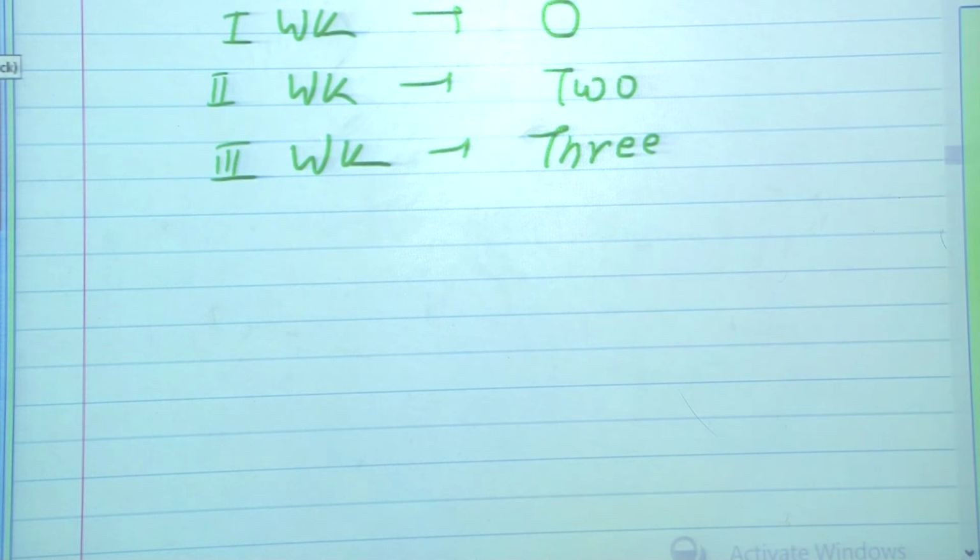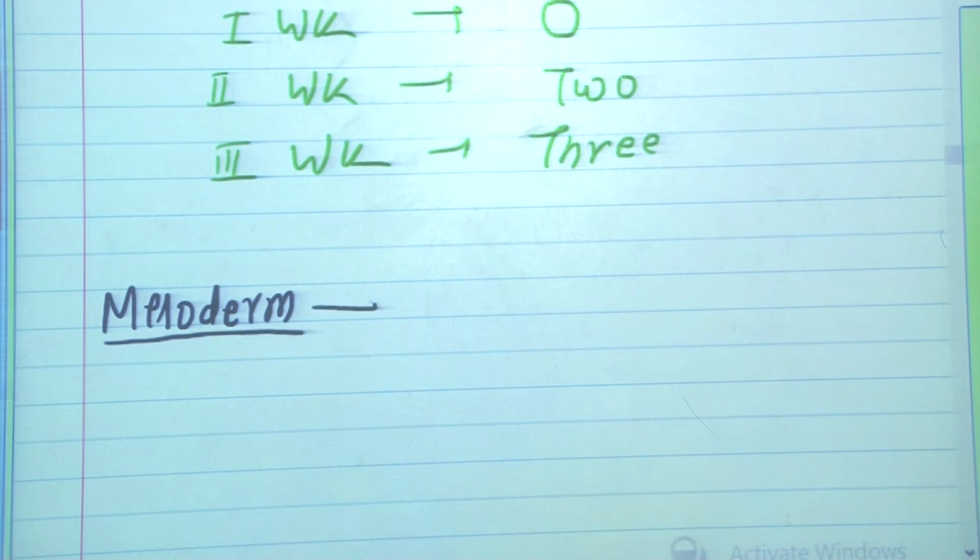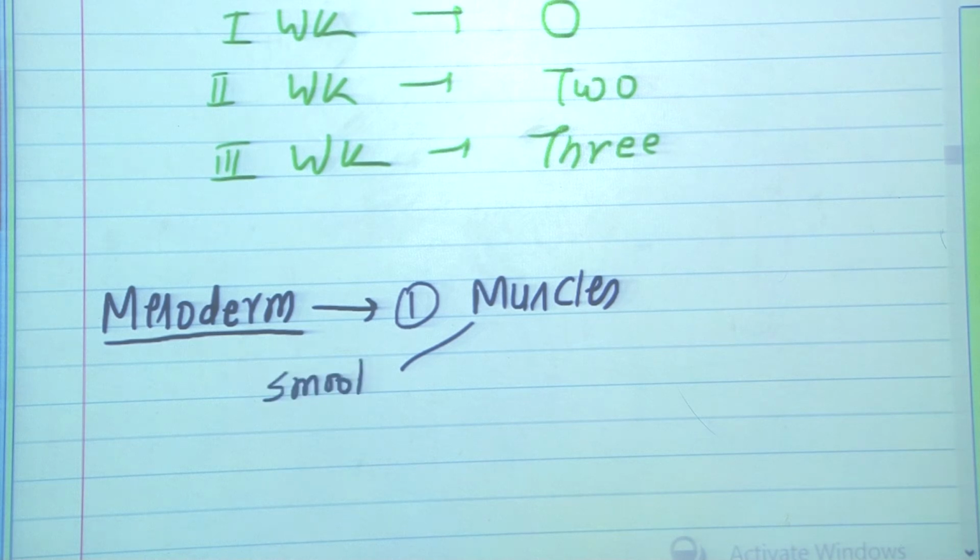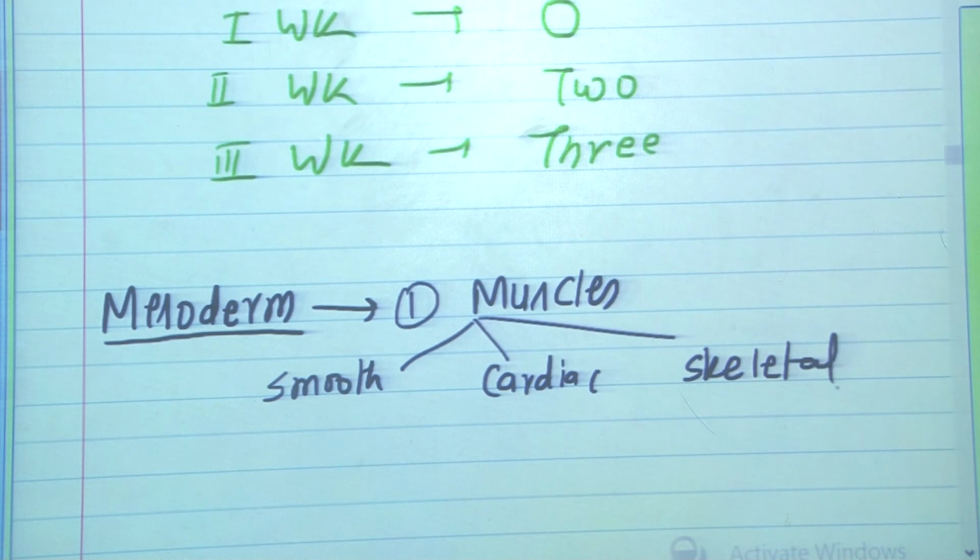First heading is mesoderm, which is last to develop. What structures in our body are formed by mesoderm? Muscles are formed by mesoderm. Muscles means smooth muscle, cardiac muscle and skeletal muscle. All types of muscles are derivatives of mesoderm except, what is the exception?